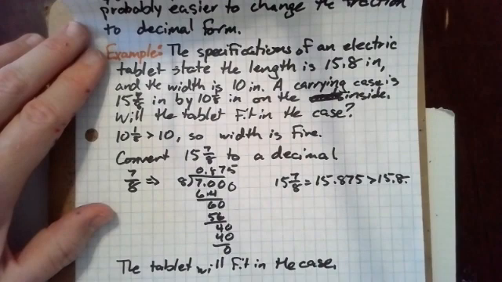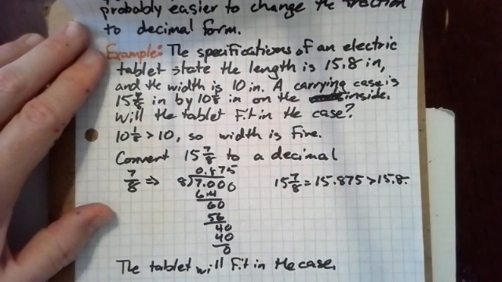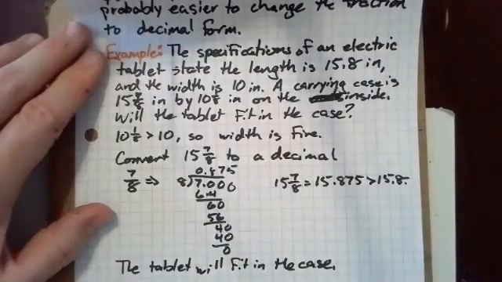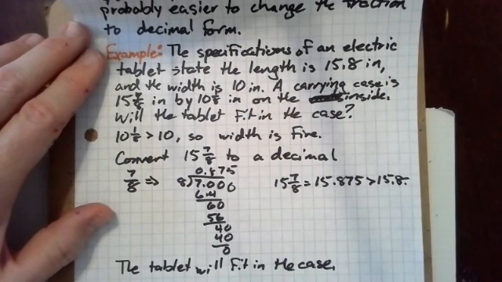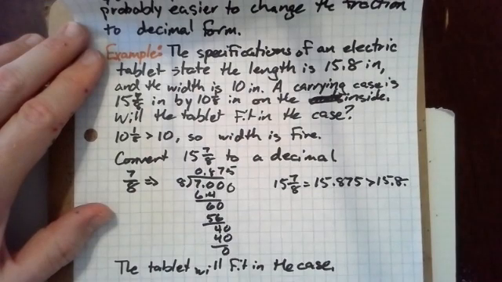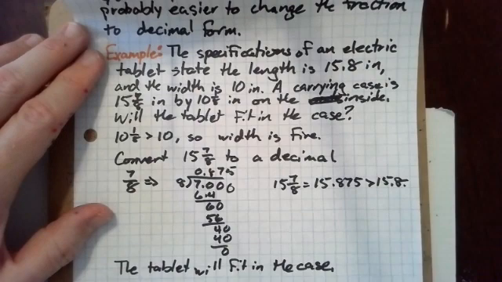Well, first we can compare 10 1/8 and 10 easily. 10 1/8 is greater than 10, so the width is fine. Then we need to convert 15 7/8 to a decimal so we can compare it to 15.8. 7/8, that's 7 divided by 8, so that's 0.875. We actually saw that one earlier. So 15 7/8 is 15.875, which is greater than 15.8. The tablet will fit in the case.